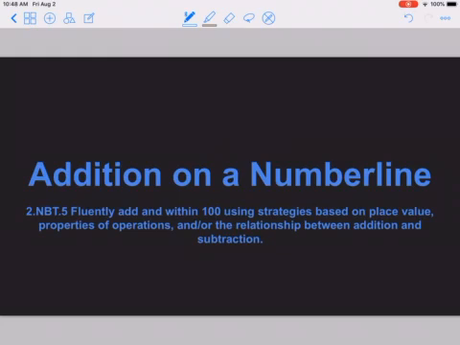We are going to be discussing addition on a number line today, and the target that we're going to follow is 2.NBT.5, and that says I can fluently add within 100 using strategies based on place value, properties of operations, and/or the relationship between addition and subtraction. But today we're just going to be focusing on addition on a number line.